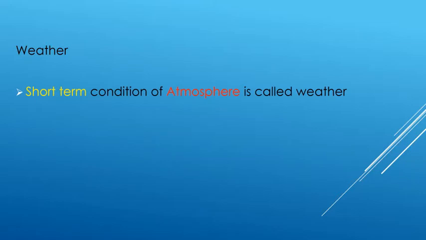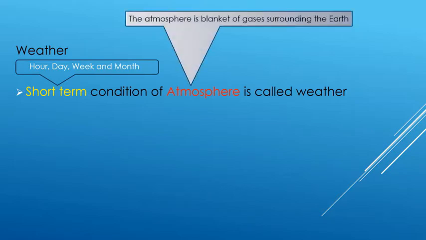In this regard, we have two definitions. Number one, weather. How can we define weather? Students, weather can be defined as the short-term atmospheric condition, and that short-term could be the behavior of the atmosphere on the basis of hour, day, week, or month. Then we have a definition of atmosphere. The atmosphere is a blanket of gases surrounding the earth.